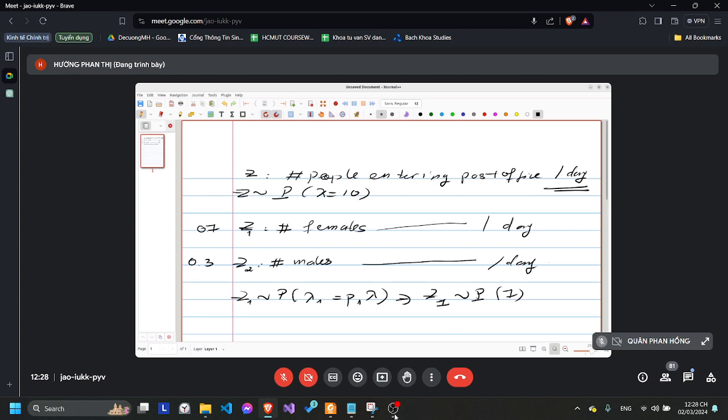7. And similarly, Z2 also follows a Poisson distribution with lambda 2 equals P2 times lambda. Hence, we have Z2 following a Poisson distribution with parameter 3. Moreover, Z1 is also independent of Z2. This is a really meaningful property of the Poisson distribution. Starting from the beginning, you only have one Poisson distribution, but now you're splitting it into 2 independent Poisson distributions. Any questions?